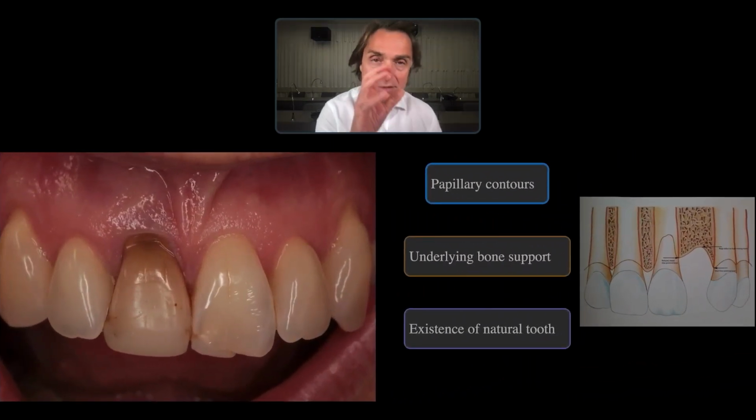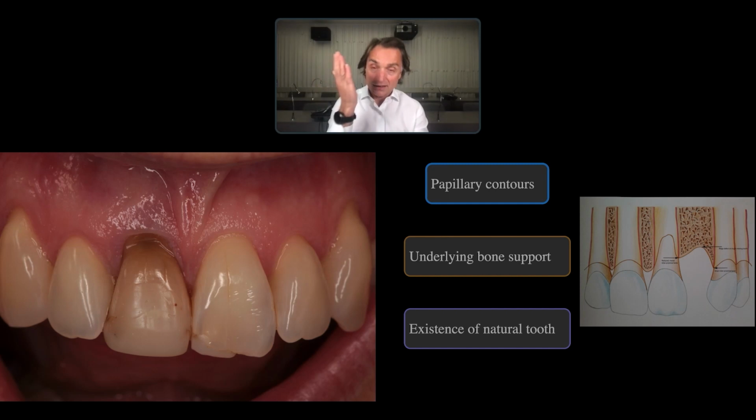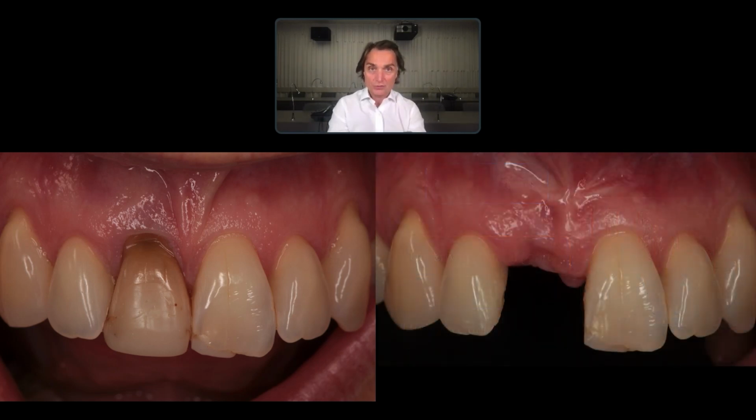And one thing, a little summary of the biology of the papilla. Here you can see a central incisor which is going to be extracted, but you can see a beautiful papilla, symmetrical, a good central incisor papilla. Once you extract the tooth, you can have around 1.5 millimeters of loss of the papilla, because the interdental tissue becomes like facial tissue.